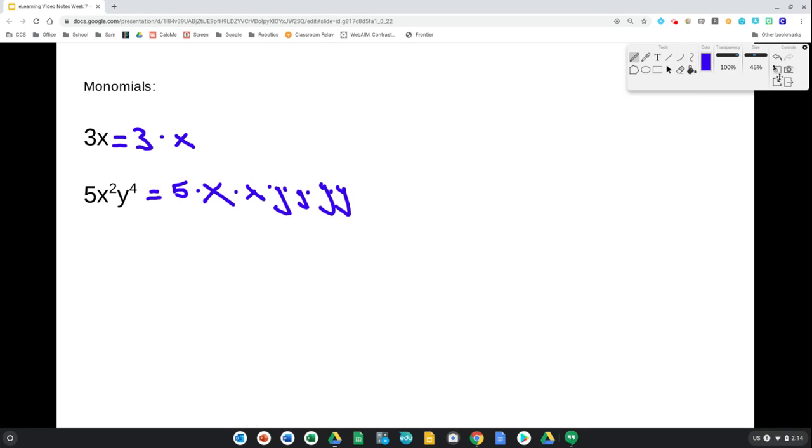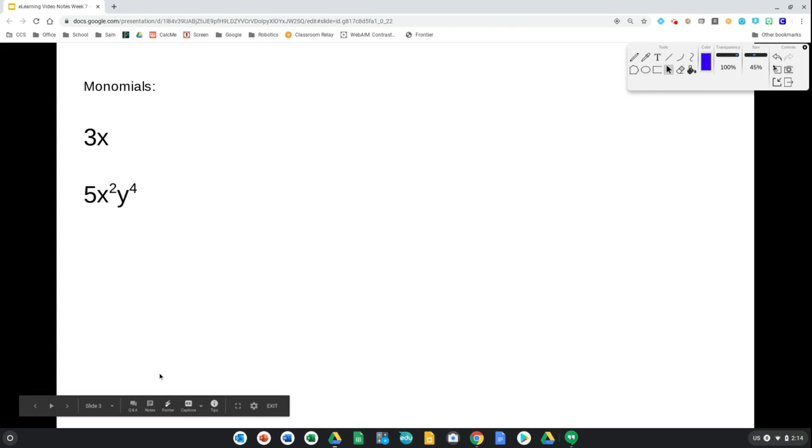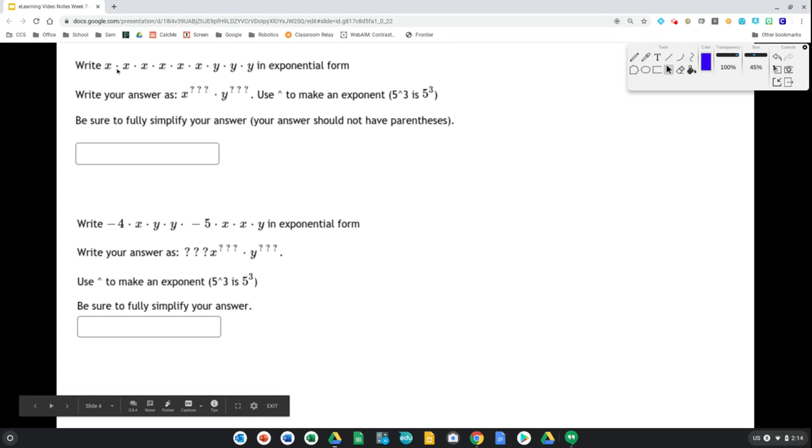So one of the first things you're going to do on your assignment today is take multiplication problems and write them as monomials. So for example, here we've got a multiplication problem, x times x times x times x times x times x times y times y times y. We're going to rewrite that as x to some exponent times y to some exponent. Remember, the number of times it's being multiplied is the exponent you'll have.